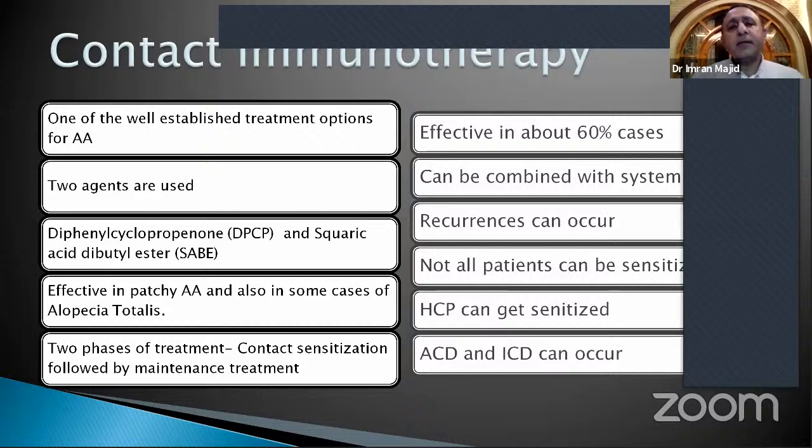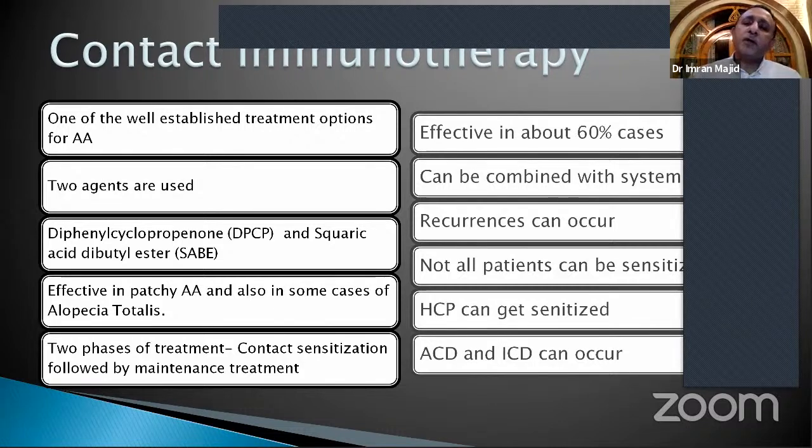The next treatment option that is used is contact immunotherapy. This is one of the well-established treatment options for alopecia areata, and we know two agents are used. One is DPCP, and the second is squaric acid dibutyl ester. This treatment is effective in patchy alopecia areata and also in some cases of alopecia totalis. There are two phases of treatment: contact sensitization followed by maintenance treatment.